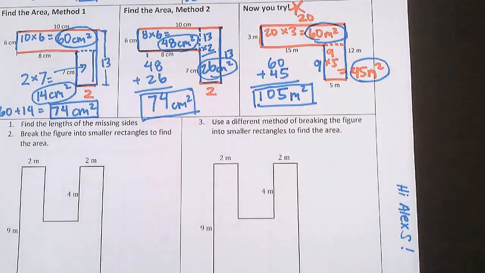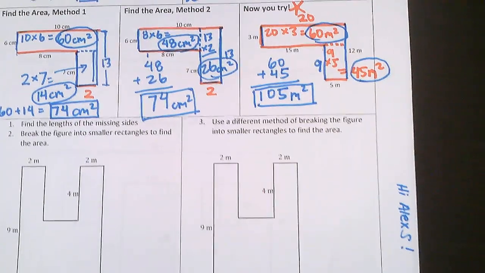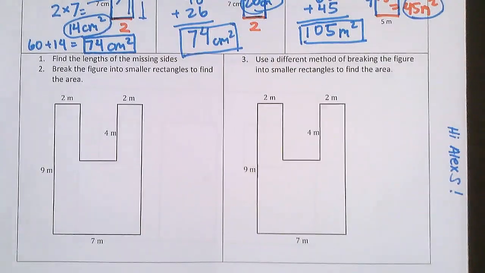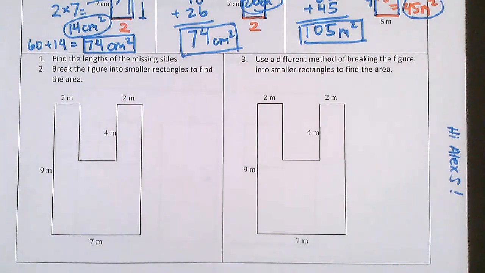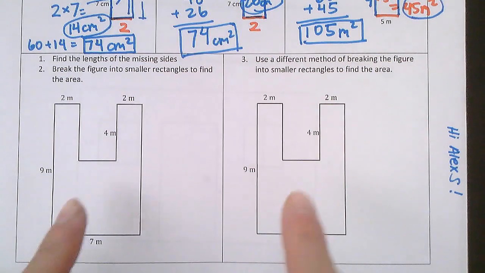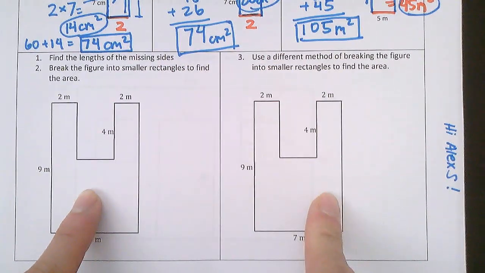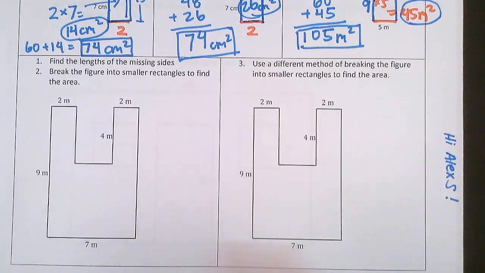If you got that all on your own, 3 gold stars for you. Okay. Now, for the bottom one, sorry, I know this video is a little bit longer than usual. Thank you for sticking with it. You're going to find the area of this shape. These two are the same, but I want you to try it in 2 different ways.